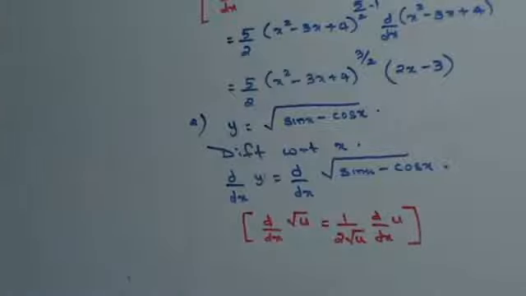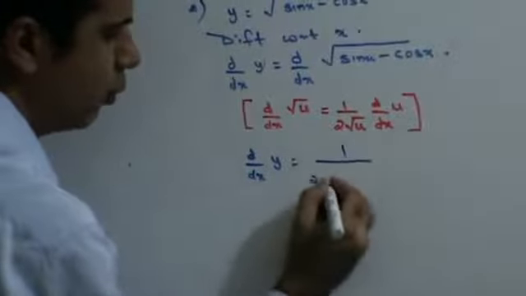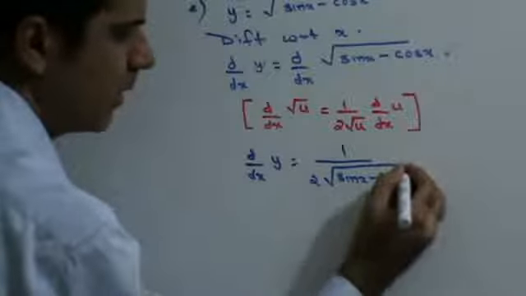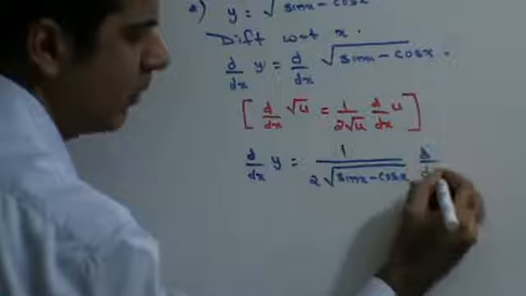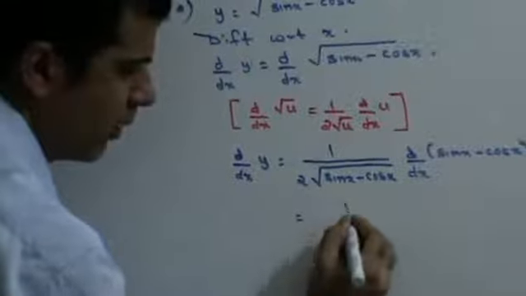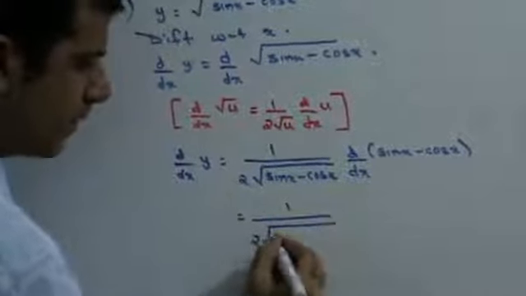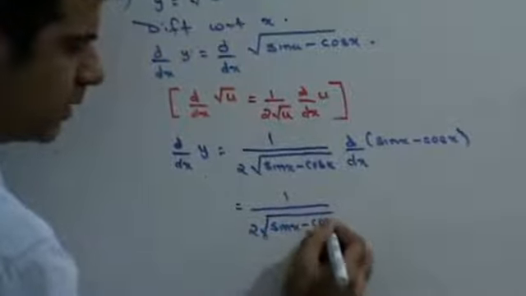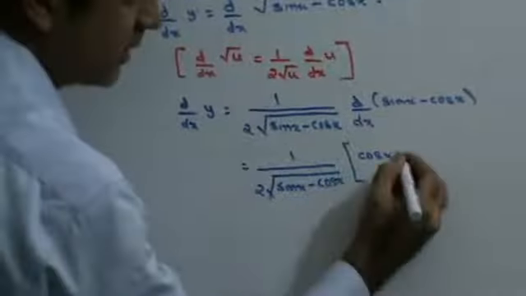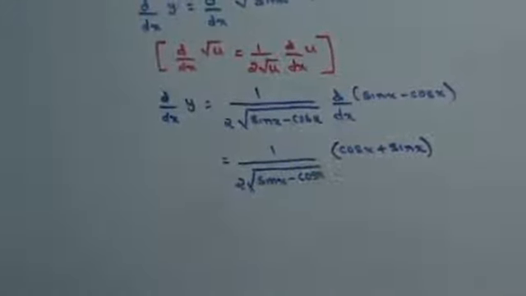So in which case you will get d by dx of y is 1 upon 2 root sin x minus cos x, into d by dx of sin x minus cos x. So this is going to be 1 upon 2 root of sin x minus cos x. D by dx of sin x is cos x, d by dx of cos x is minus sin x. So that will be your answer. That will be your answer, right?